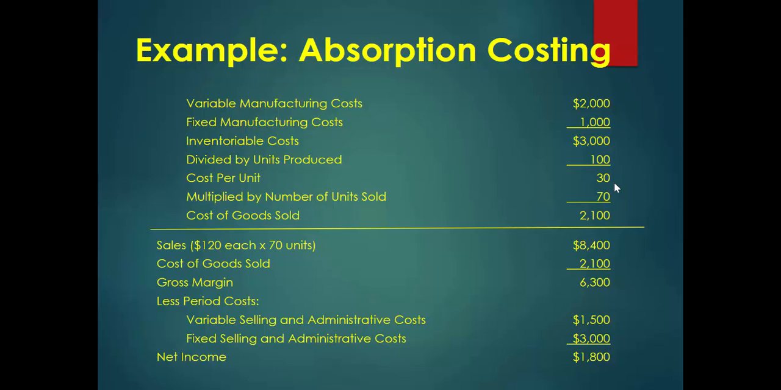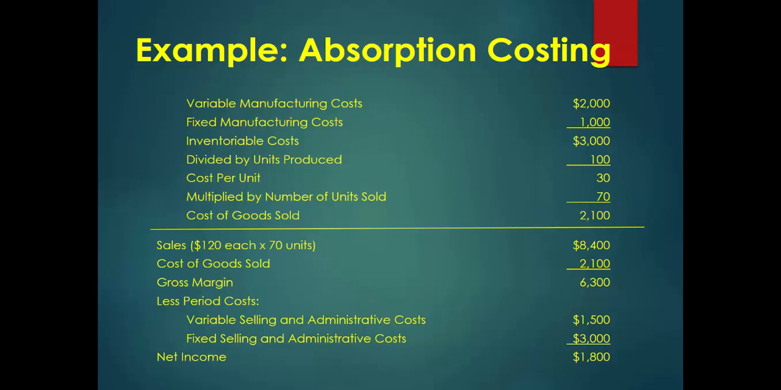Then if we want to find our cost of goods sold, we'll take that cost per unit and multiply it by the number of units sold, so 30 times 70, and that gives us a total cost of goods sold of $2,100. So then if we wanted to calculate the net income, we'll take our sales. We said that we sold 70 units for $120 each, so that's going to give me $8,400. We'll subtract out the cost of goods sold that we calculated up above, $2,100. That gives me a gross margin or gross profit of $6,300.